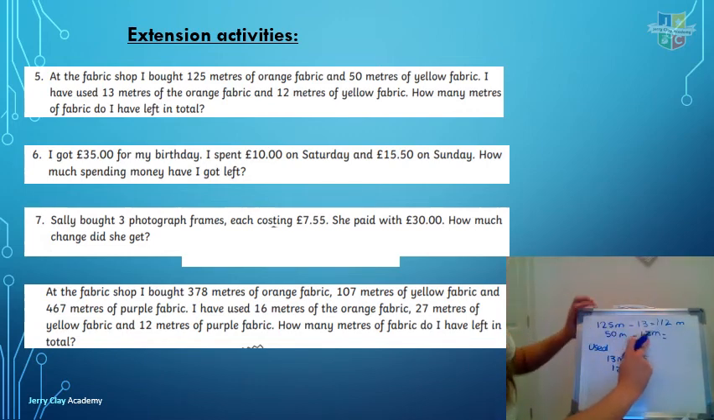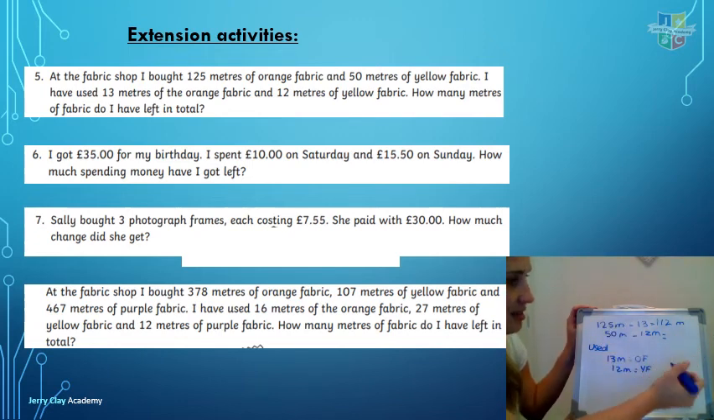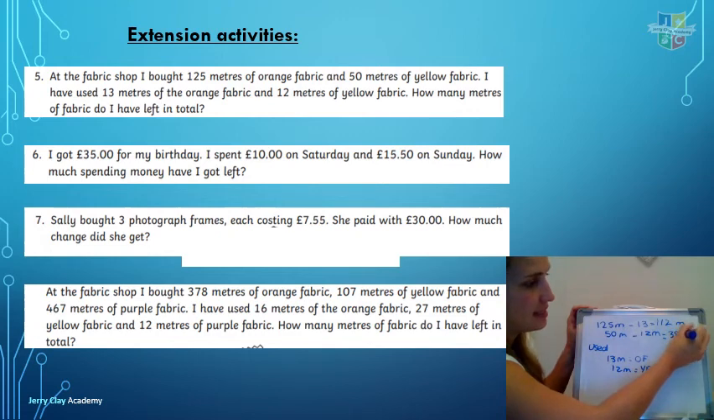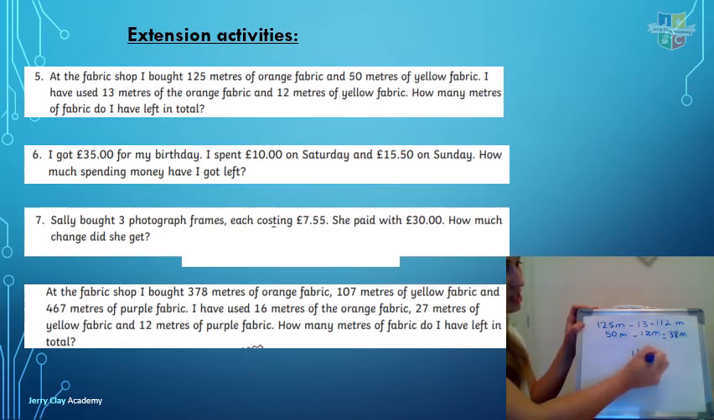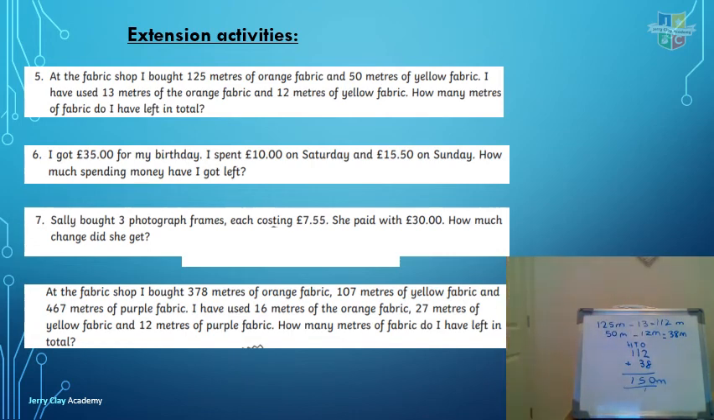50 take away 12, well I know 12 up to 20 is 8, 20 up to 50 is 30, so I have 38 meters left of that one. Then to work out how much fabric I have left in total, I would need to do 112 add 38, which I now do in my column method. 2 add 8 is 10, so exchange my 10 into my tens column. 1 add 3 add 1 is 5. 1 add nothing is 1, so I have 150 meters in total left.